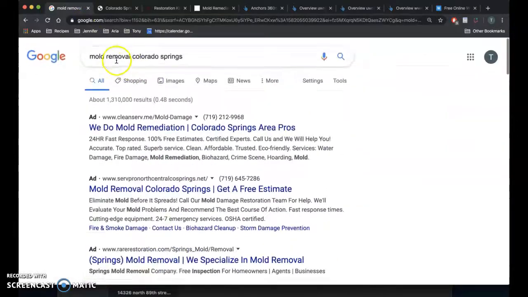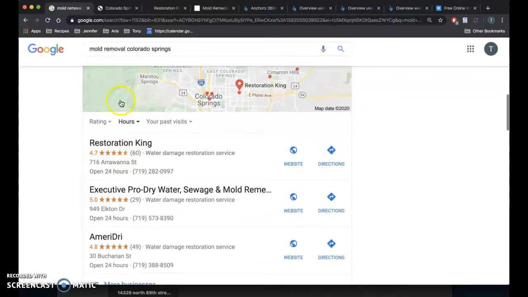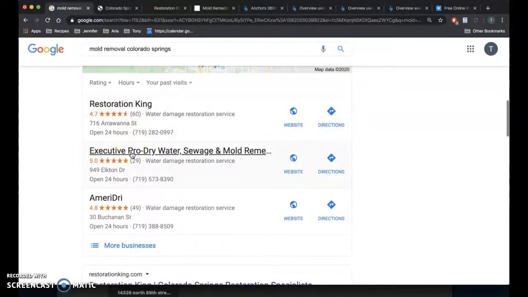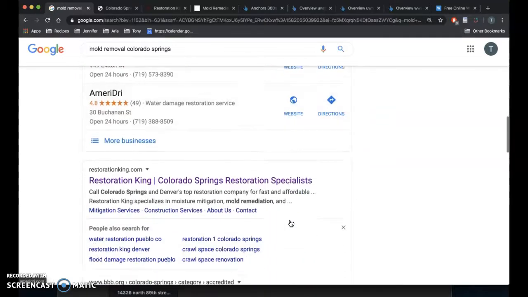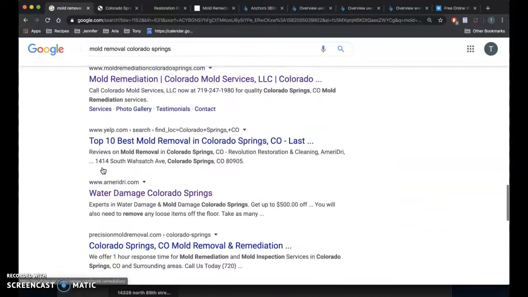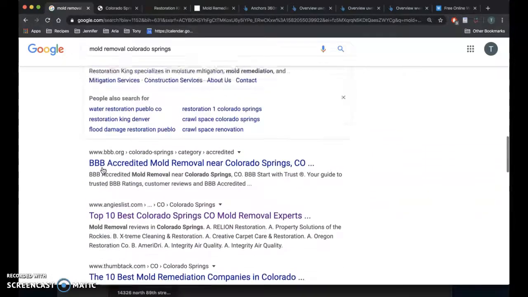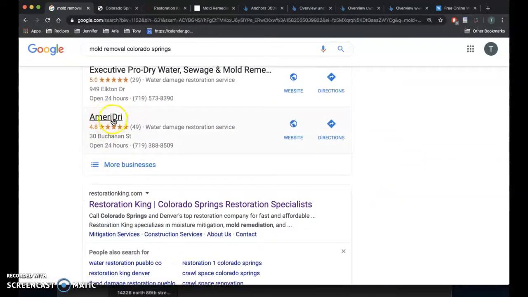Here's when I'm searching mold removal Colorado Springs. Restoration King is in the map pack at the top. These guys, I don't even know who these guys are. Water Restoration Colorado Springs Co. That's the second one. Okay. And then Ameridry is not on page 1 here for the regular search down here, but they are in the map pack, so they're getting some traffic here.